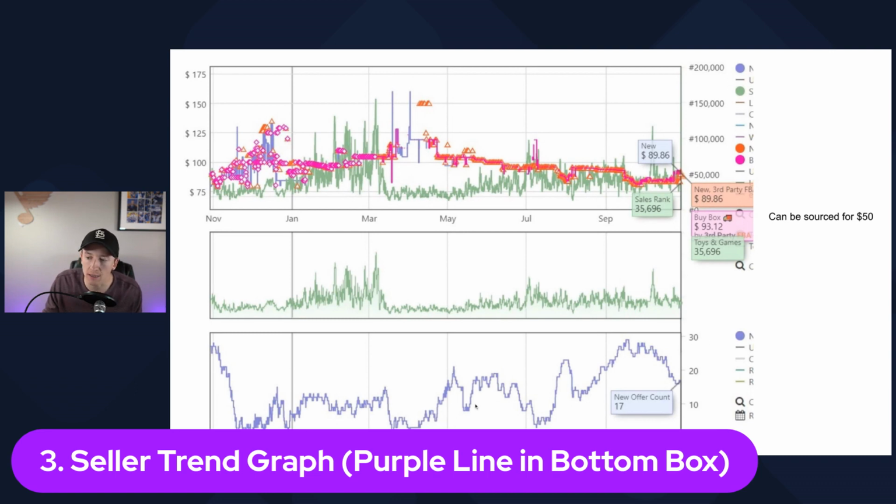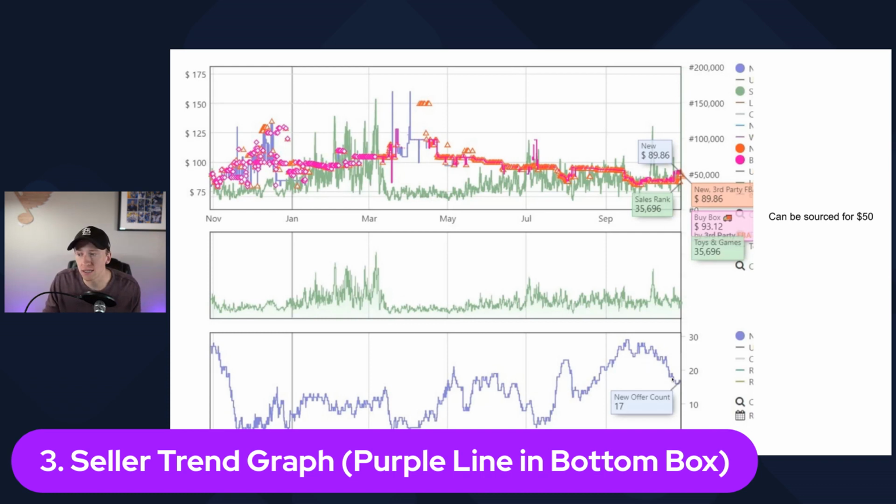So we've got the seller count going up if we were to average that out. And then we also, at the same exact time, have the price points dropping inversely to the sellers going up. To me, that is more of a red flag because it's sourced at $50 and currently selling around 90. I would probably stay away from it. I could be picking wrong.